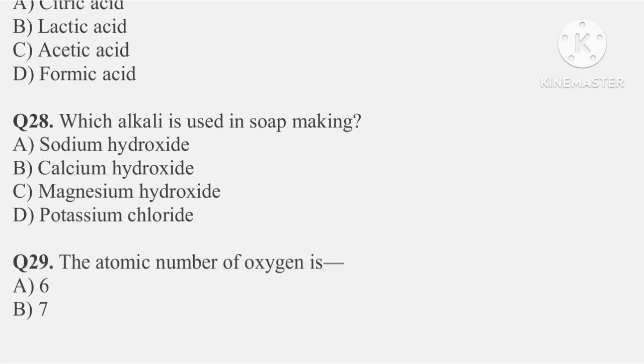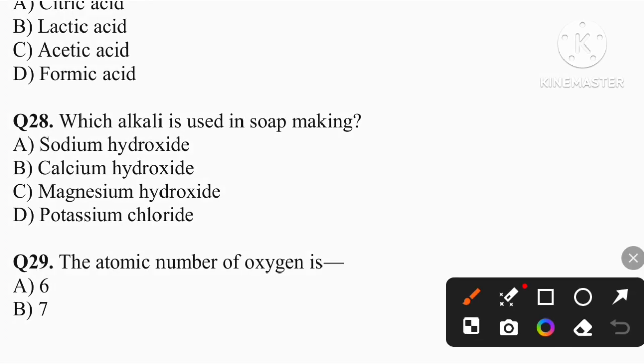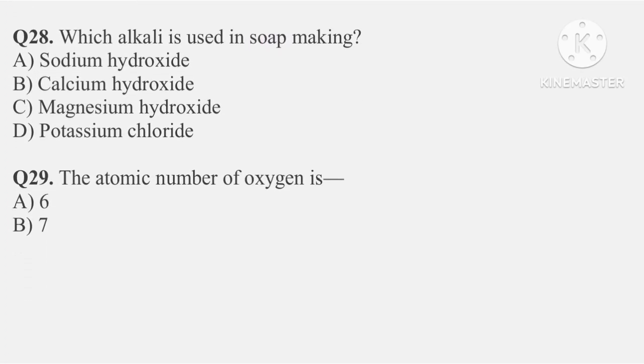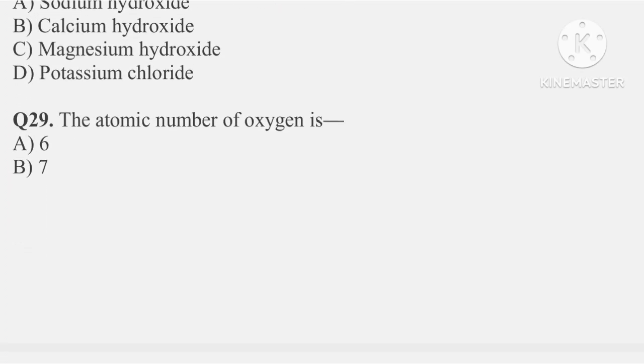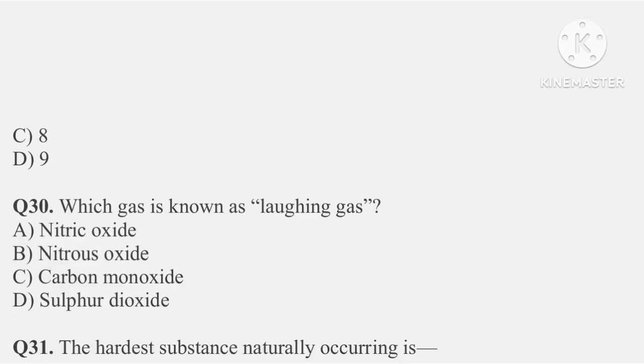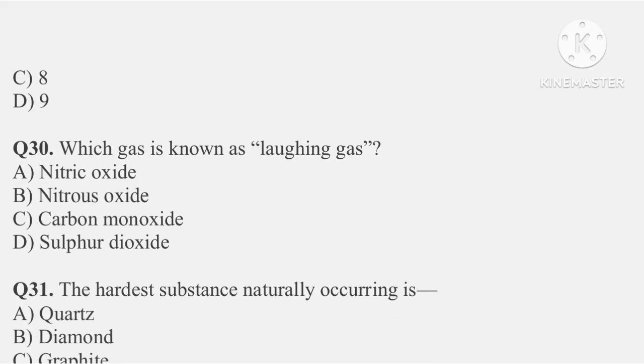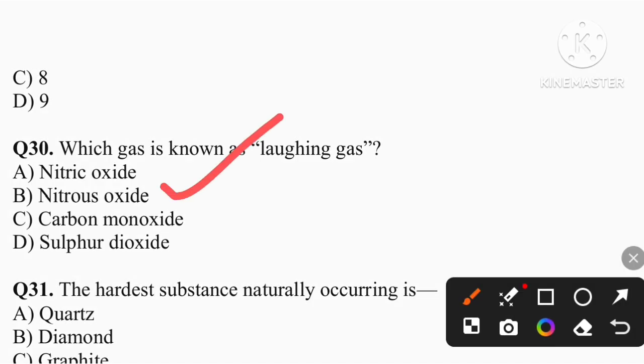Question number 28, which alkali is used in soap making? So the answer is option A, that is sodium hydroxide. Question number 29, that is atomic number of oxygen is 8. That is option C. Question number 30, which gas is known as laughing gas? So the answer is option B, that is nitrous oxide.